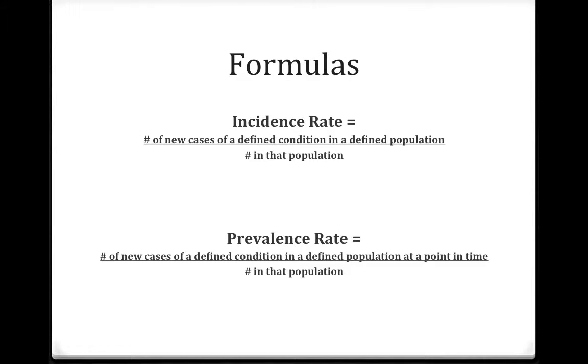So let's go ahead and look at the formulas. These are also listed on your worksheet and are highlighted for you. Incidence rate is the number of new cases of a defined condition in a defined population over the total number of people in that population. Prevalence is the number of new cases of a defined condition in a defined population at a specific point in time over the number in that population.